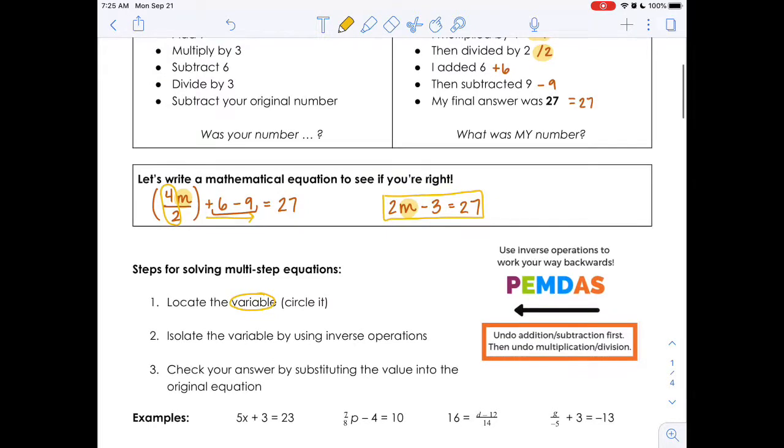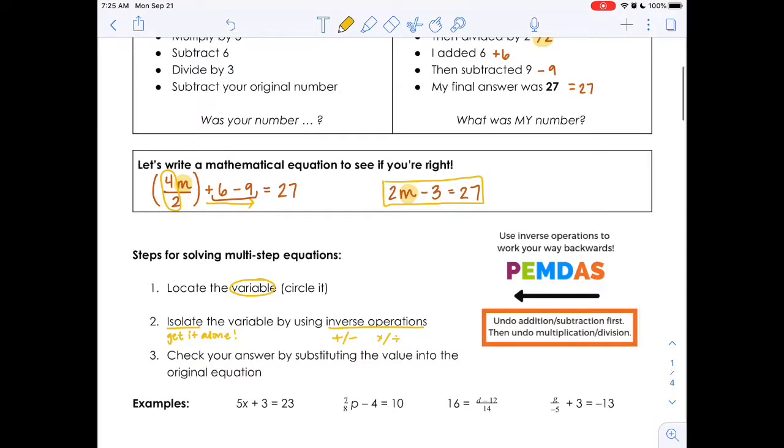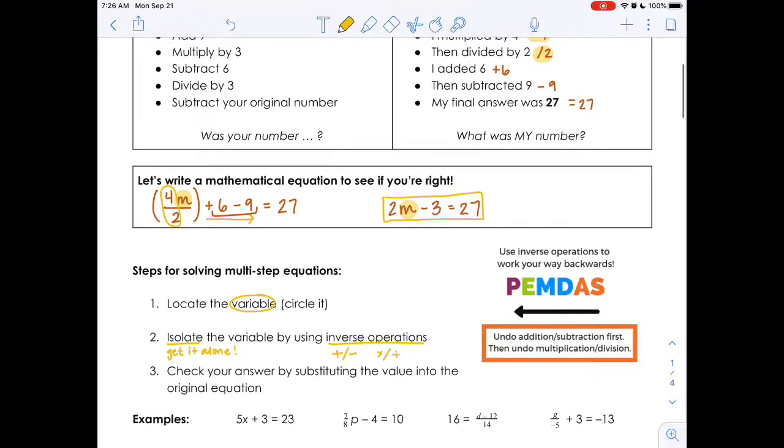Then we're going to isolate the variable by using inverse operations. Inverse operations are addition undoes subtraction, and multiplication undoes division. So remember, isolate means we're going to try and get it alone. And then finally, we can still use our checking process by substituting the number we get into the original and seeing if it works out correctly. So let's try this on my little math magic equation here.